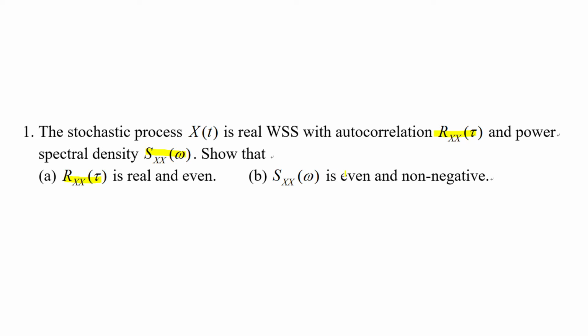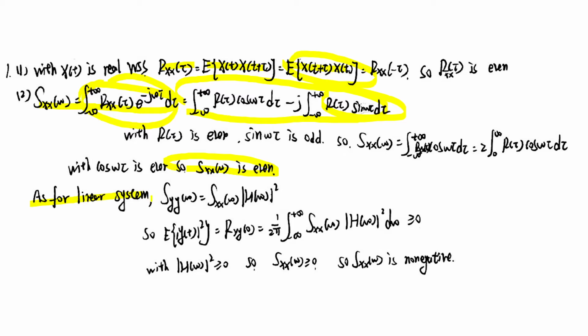And the second part is we need to show that Sxx(omega) is non-negative. In order to solve this question, we need to recall linear systems. For a linear system, Syy(omega) equals Sxx(omega) multiplied by |H(omega)| squared. We can use this to calculate E[Y(t)^2], which means we take the inverse Fourier transform of the right part and let tau equal 0. So Ryy(0) is equal to E[Y(t)^2], and so E[Y(t)^2] equals this.